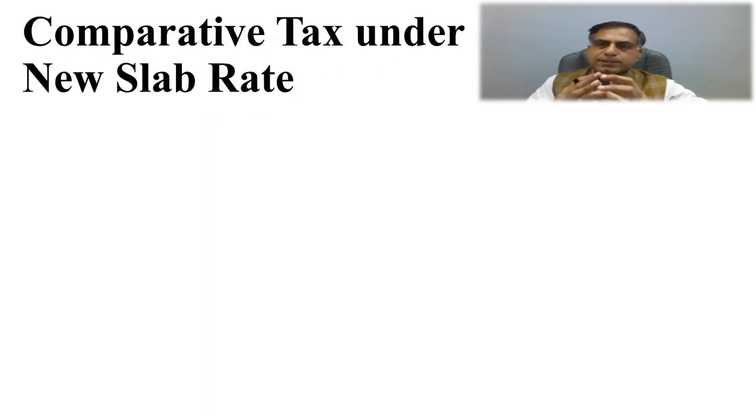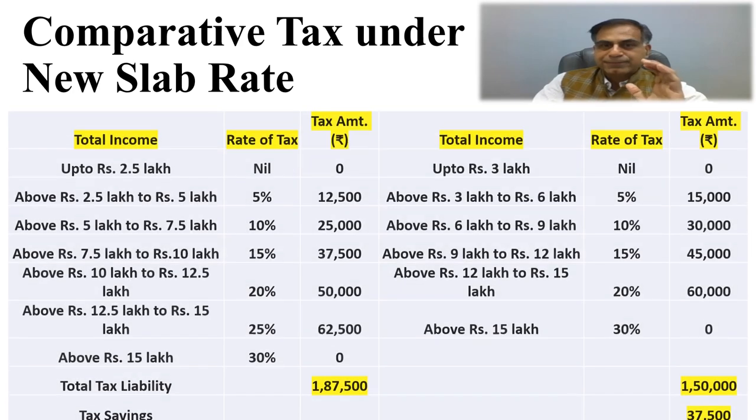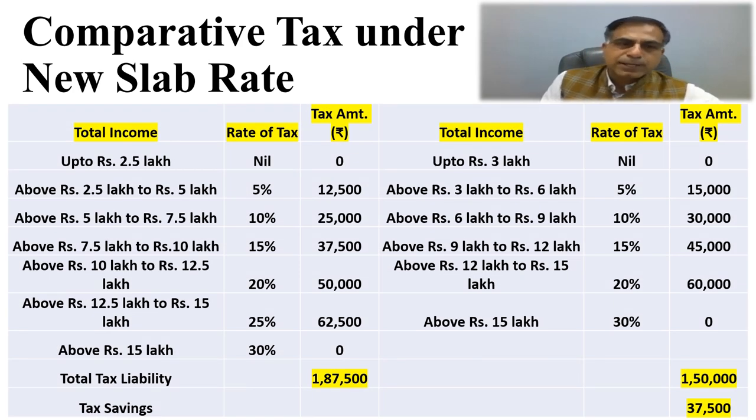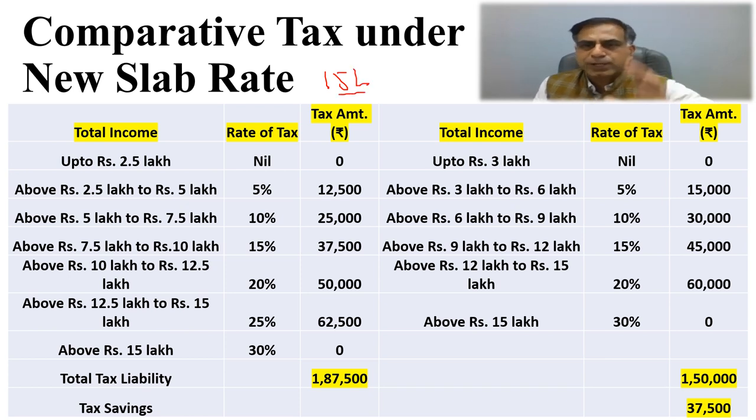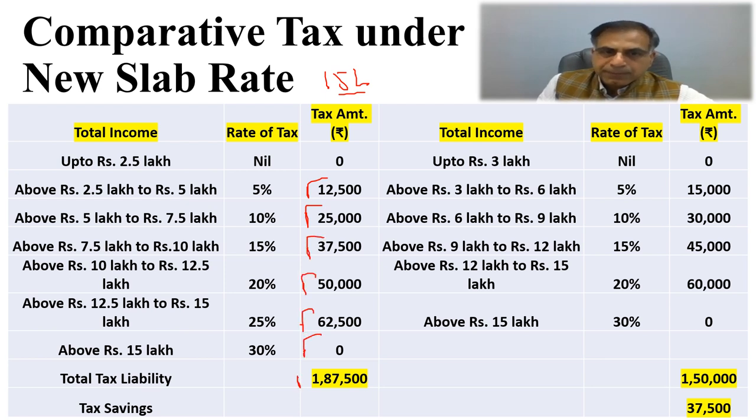23-24. Now let me try to explain this gap in terms of your tax saving. Please understand it in this manner: assume somebody has a total income of rupees 15 lakh, exactly 15 lakh, just as an example. In the previous slab rate, which prevailed up to financial year 22-23, the tax liability of such a person at different new slab rates was 1,87,500.